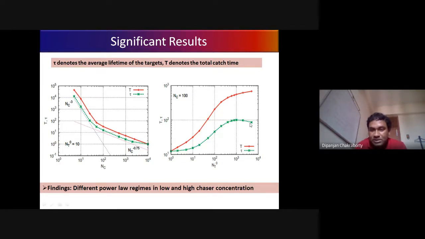That means 10,000 sites can be occupied. So here the number of targets is very high. So small clusters of targets are formed, and if they are confronted by the chasers, a small cluster of chasers, then they will be caught instantly. For that effect, it decreases after a certain peak.